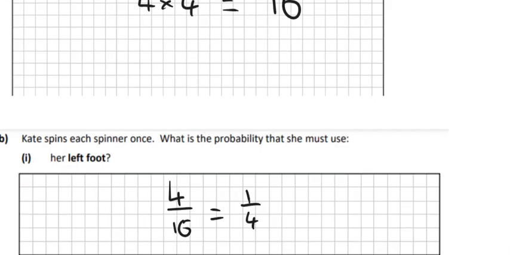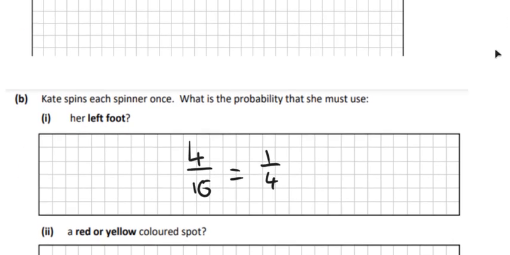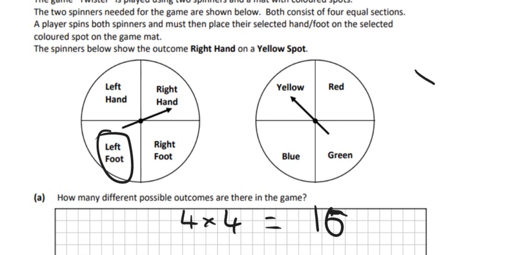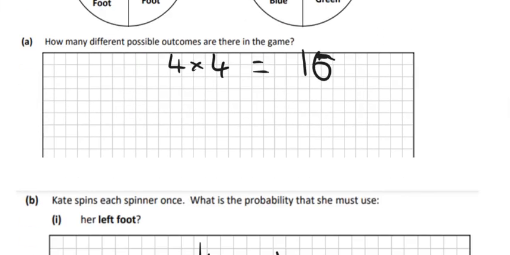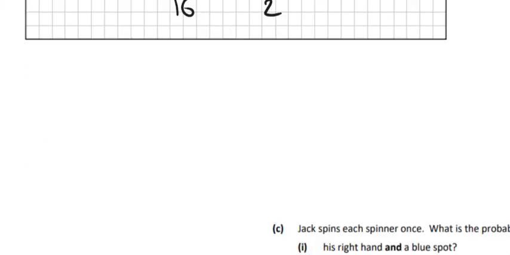A red or yellow coloured spot. So red or yellow would include red left hand, red right hand, red left foot, red right foot, and it would also include yellow left hand, yellow right hand, yellow left foot, and yellow right foot. So it would be 8 altogether out of a total of 16. So a red or yellow spot would be 8 over 16, which is a half, so a 50% chance.